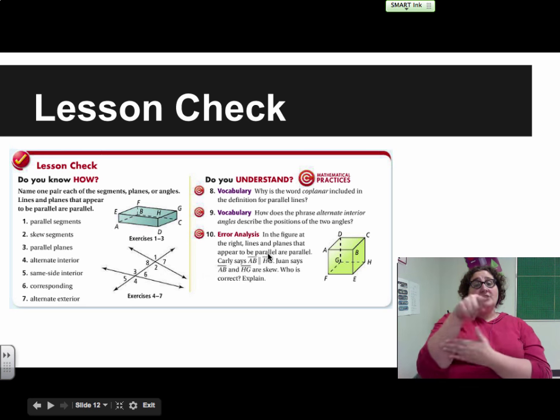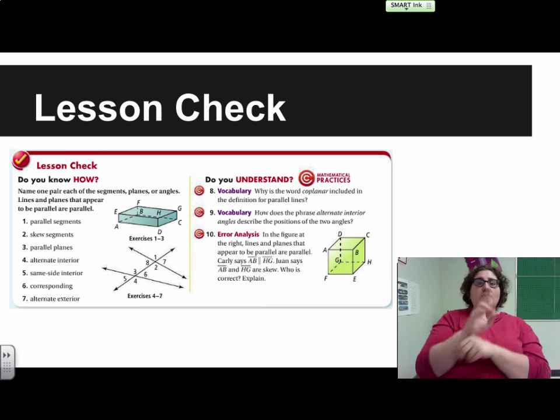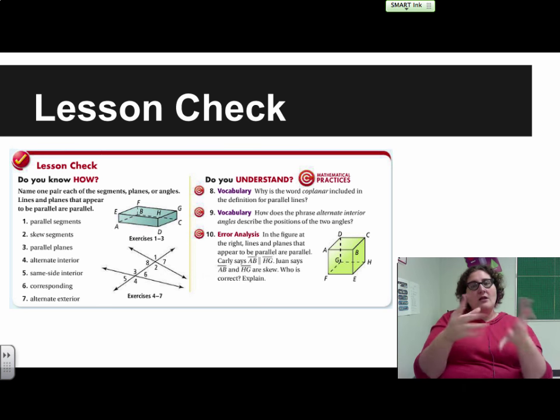Lesson check. You need to try the lesson check and have it filled out before you come to class. We're going to use Pear Deck to go over this together, but I'm not going to give you a lot of time because you should have it already filled out.